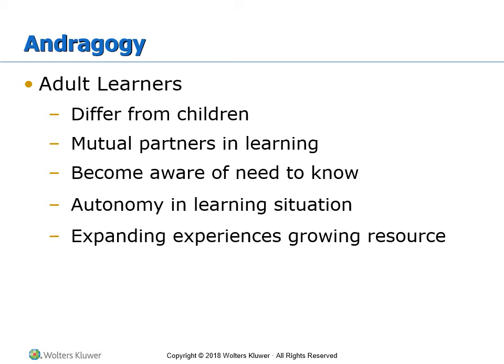Next, the book talks about Andragogy. So you have pedagogy, which is how you teach children. So this is your classic K through 12 teaching, versus Andragogy, which is recognizing that the way we teach adults is different from the way we teach children, right? Because they are different, especially in the way their minds are developed and what they're looking for in the information. And so, for example, adults are mutual partners in the learning.